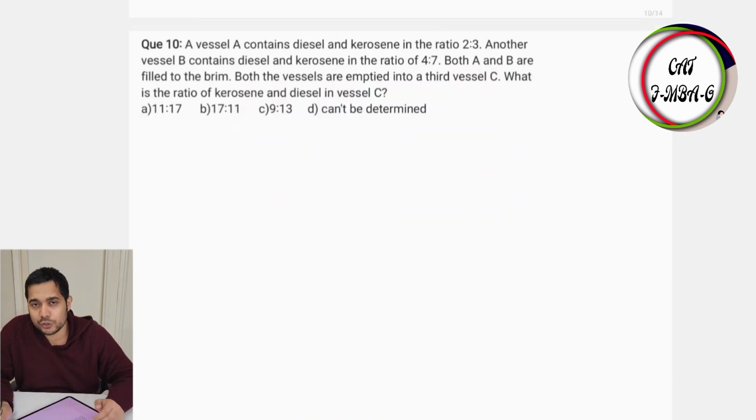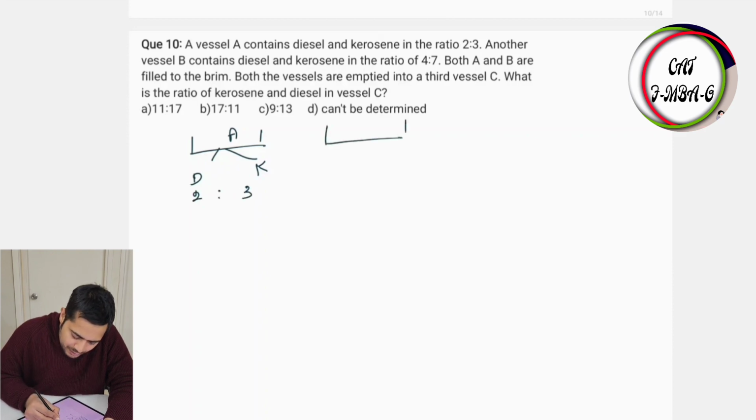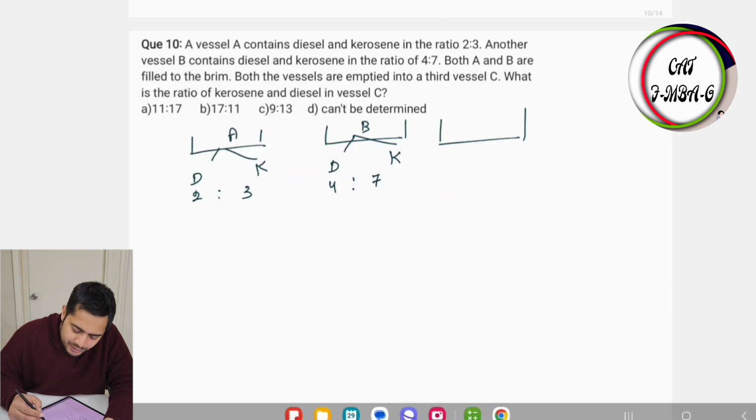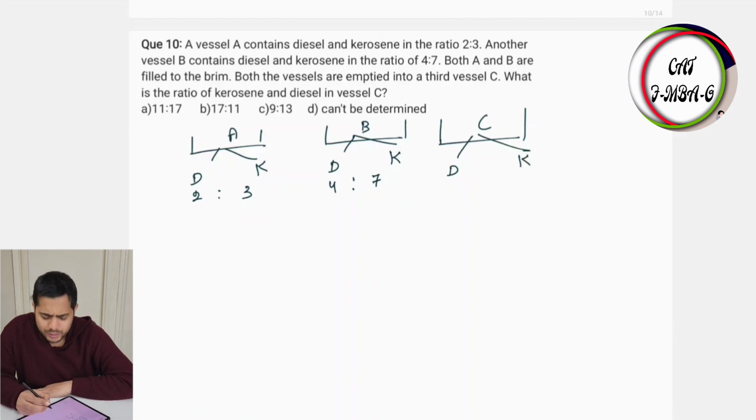This is also an allegation question, to be frank, but you can solve it as a mixture question also. But there is a trick in this question, and I'm going to show you that. It says that vessel A contains diesel and kerosene in the ratio 2 is to 3. Vessel B contains diesel and kerosene in the ratio 4 is to 7. They are emptied into a third vessel, C. Here we have to find diesel to kerosene. Okay, we can do it.